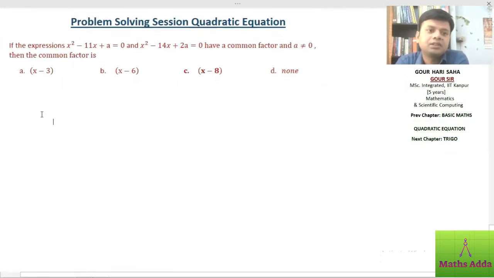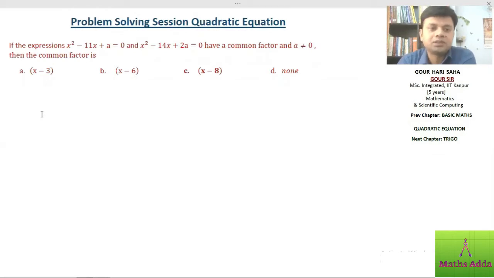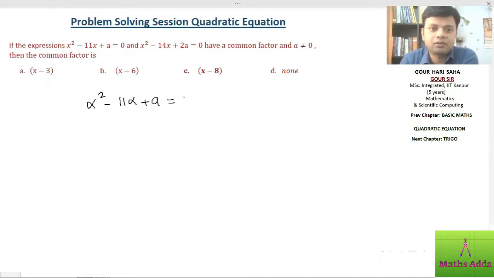So the second question is, if the expression this and this have a common factor, then the common factor is. So these two have a common factor means what? Let's assume that the common factor is alpha. If alpha is the common factor, it will satisfy both the equations. So alpha square minus 11 alpha plus a equal to 0, since alpha is a root, it will satisfy this equation. Similarly, it will satisfy this one also, that is alpha square minus 14 alpha plus 2a equal to 0.